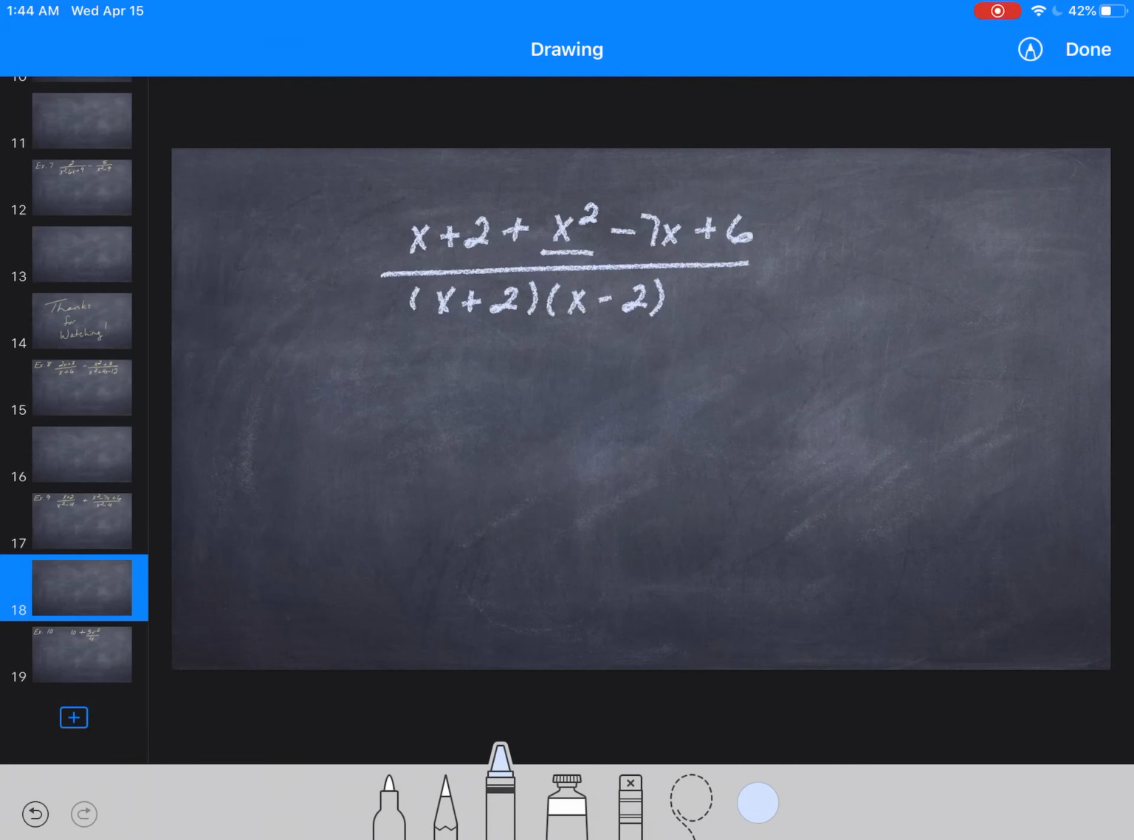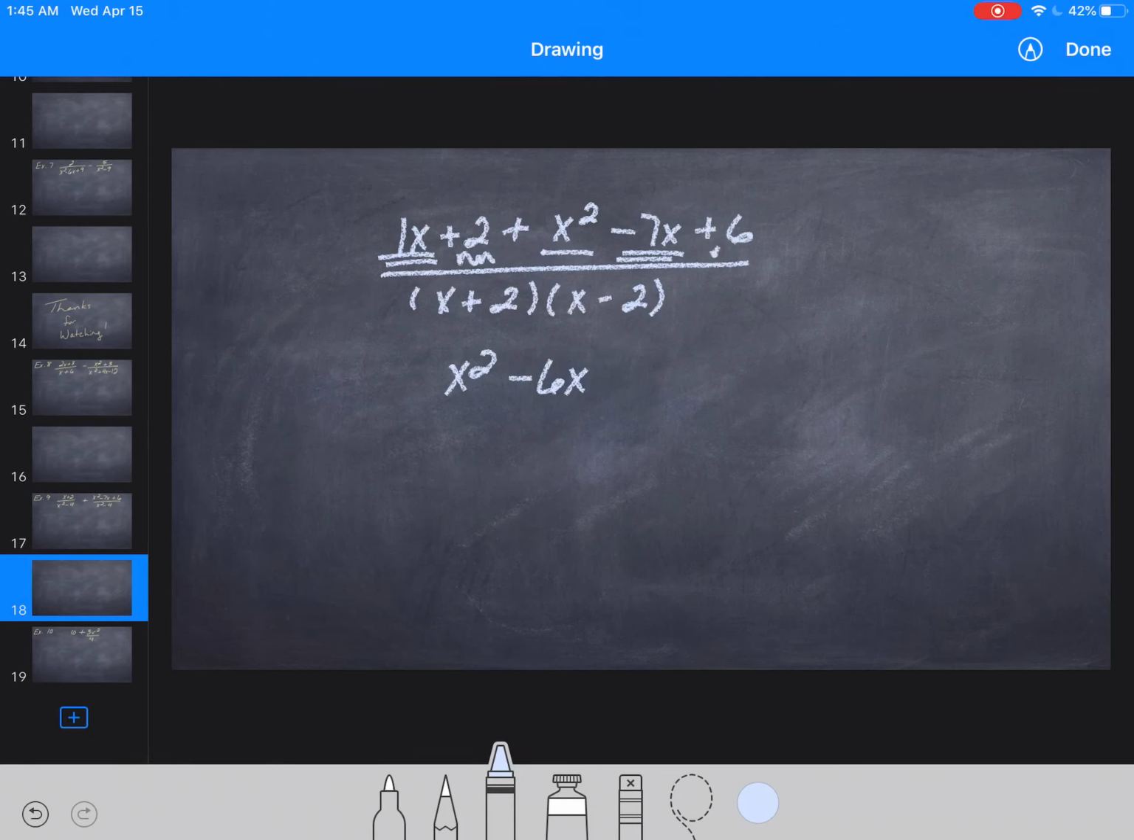I can go ahead and combine. I have an x². That is the only x², so I'm going to write it down. I have an x and I have a negative 7x. Remember, there's an imaginary 1 in front, so I have 1x minus 7x.